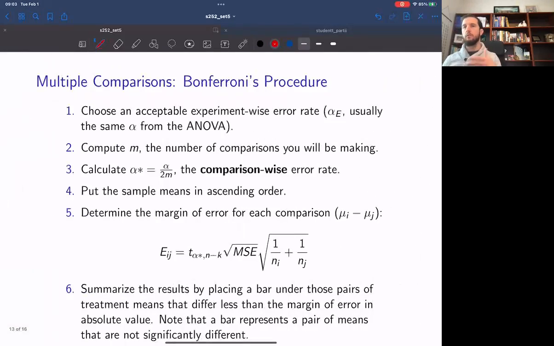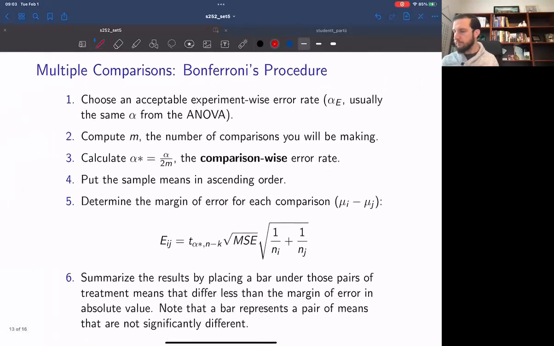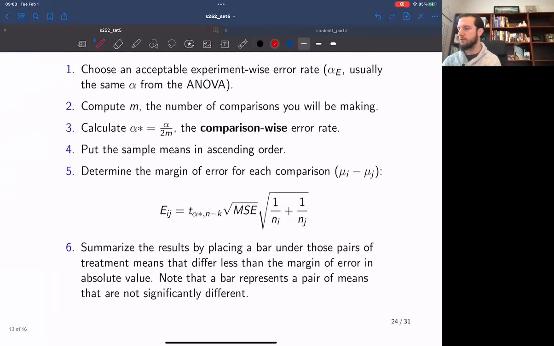All right. So we'll look at an example so we can get a better understanding of what it is I'm trying to say. So we start off by specifying alpha subscript E, which is usually just the significance level for the ANOVA, for example, right? So we're going to run the ANOVA. For the ANOVA, we're going to have an alpha. That's going to become the experiment-wise error rate.